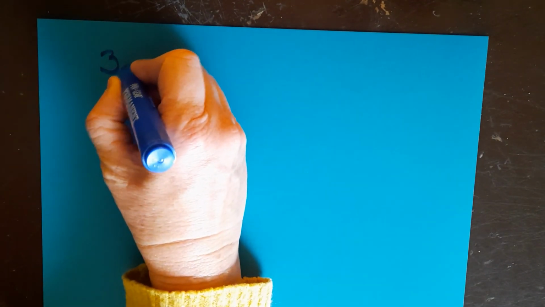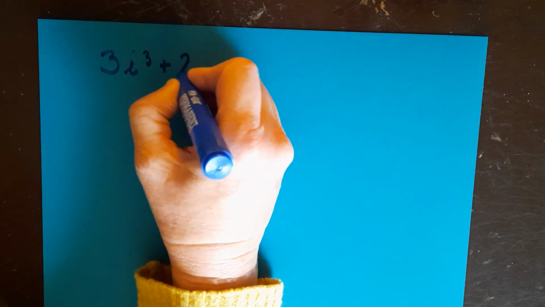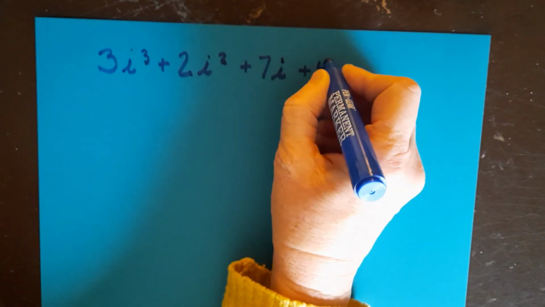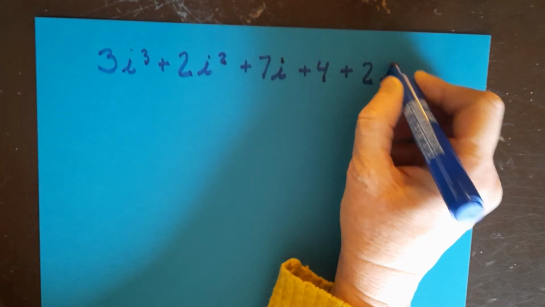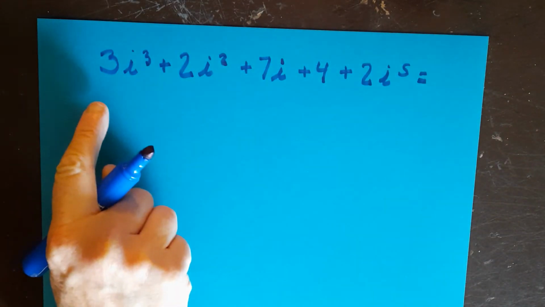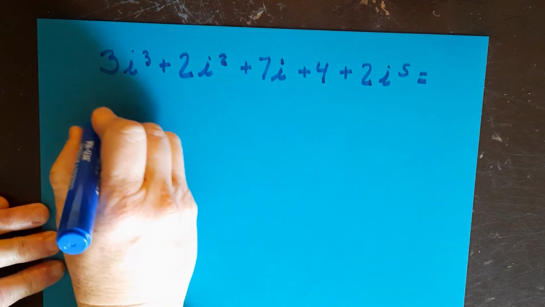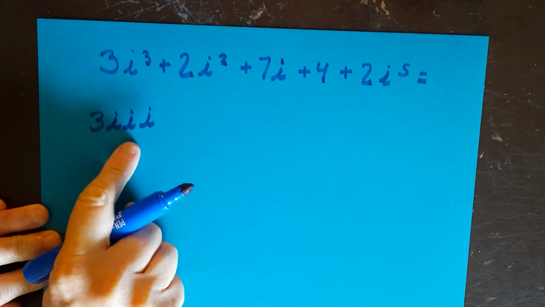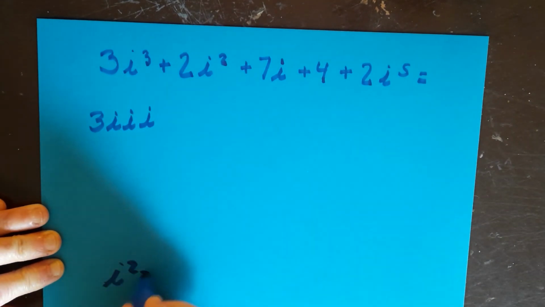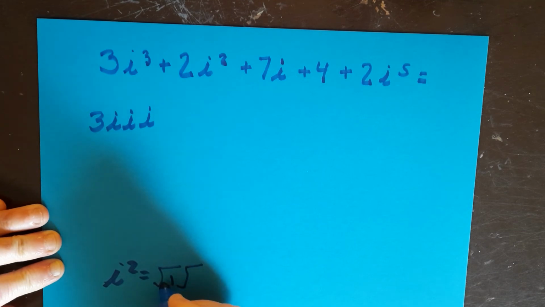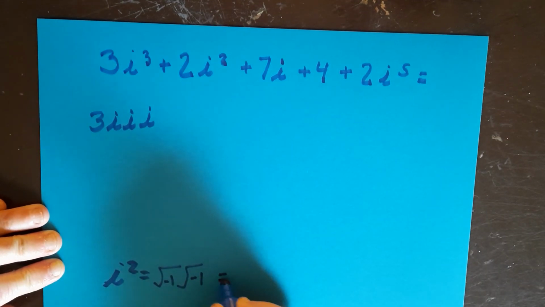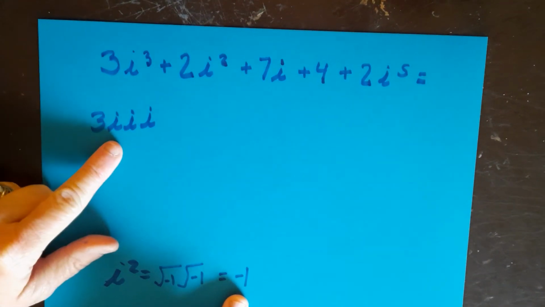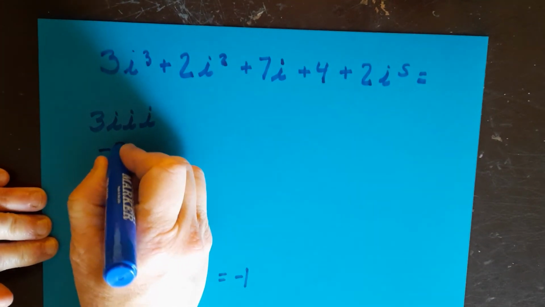3 times i cubed plus 2 times i squared plus 7i plus 4 plus 2i to the 5th. What does that equal? 3i cubed means 3 times i, which means i times i is i squared. i squared is negative 1. The square root of negative 1 times the square root of negative 1 just equals negative 1. So this becomes 3 times negative 1 times i, which is negative 3i.